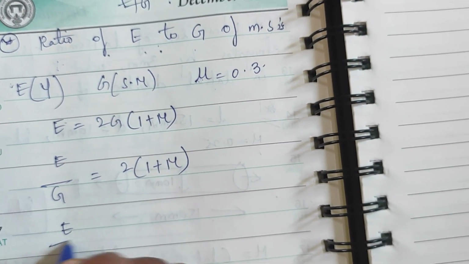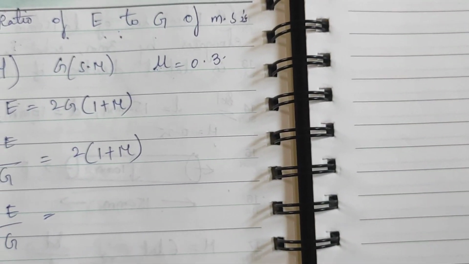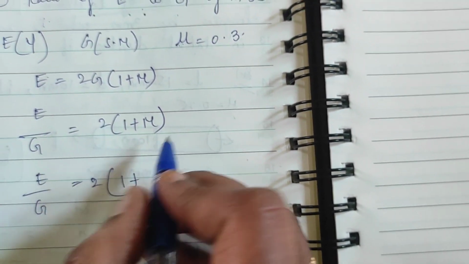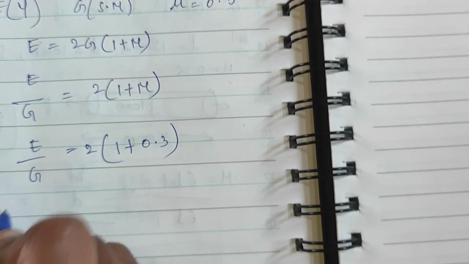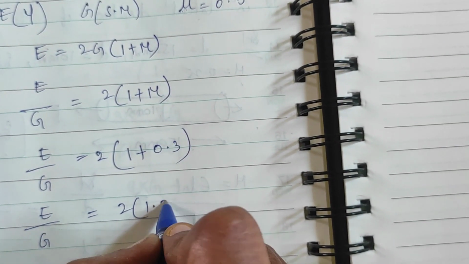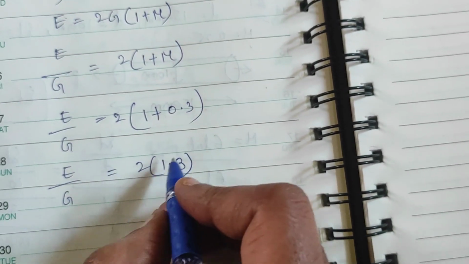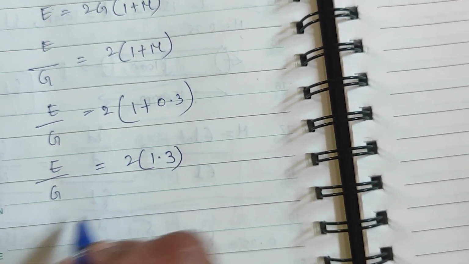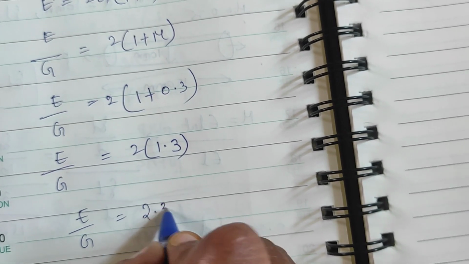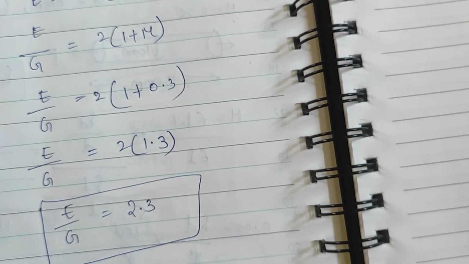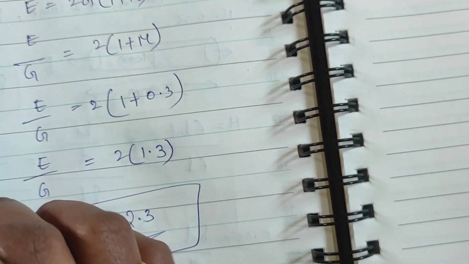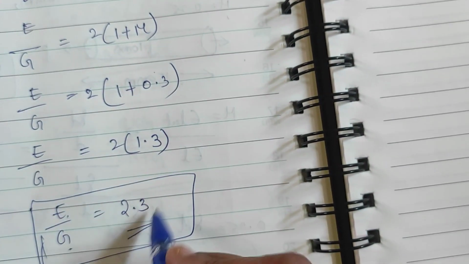E by G is equal to 2 into 1 plus mu, where mu is 0.3 for mild steel. So E by G is equal to 2 into 1.3. Understand? Here 2 into 1.3 is 2.6. E by G is equal to 2.6. So what is the given one here? The ratio of E and G is 2.6. That is, the ratio of Young's modulus to shear modulus is 2.6.